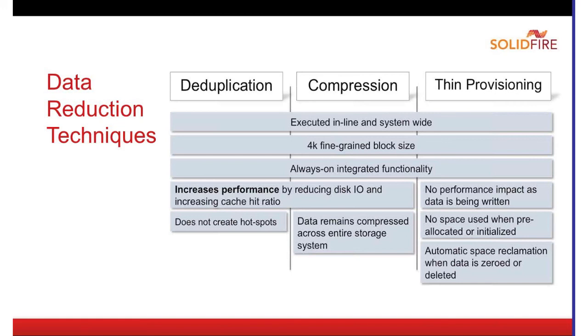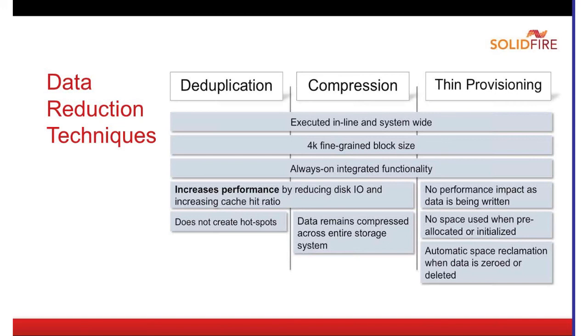So deduplication and compression, as Howard mentioned, can actually reduce the amount of I/O that you need to do to disk and increase the amount of data you can store in cache. We do our compression and deduplication in a way that we don't create hotspots in the storage, so you don't have odd latencies because some data is highly deduplicated and shared and some data is not.